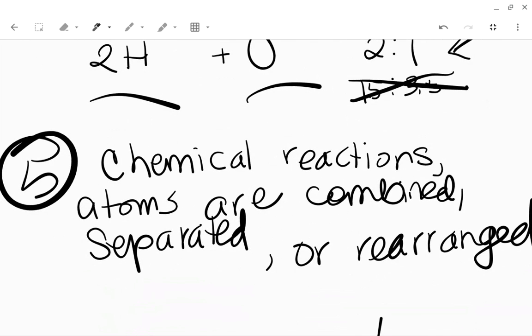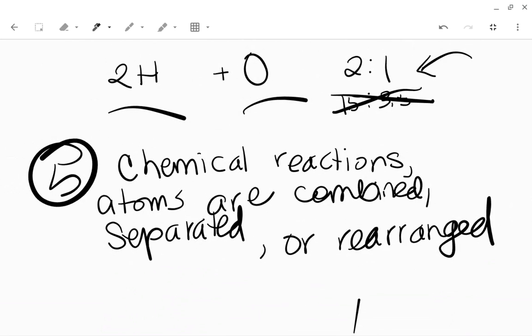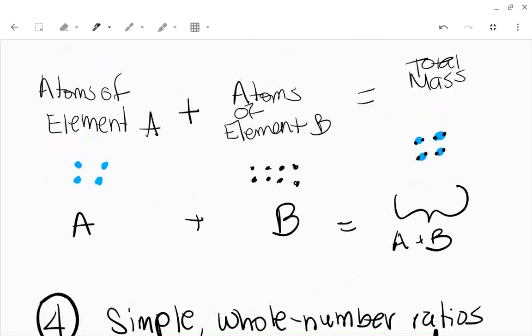Tenet number 5 says that in chemical reactions, atoms are combined, separated, or rearranged. So it goes back to this. The law of conservation of mass just says mass is never lost. It's never destroyed. It doesn't just disappear, poof. It always remains somewhere. Now, if you had a chemical reaction with an open flask, an open beaker, and one of the products was a gas, you can bet that you will lose that gas to the environment. That does not mean the mass is lost. It's just in a different environment that you cannot weigh.